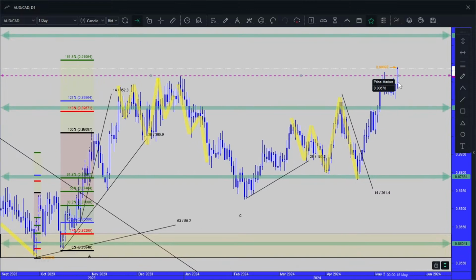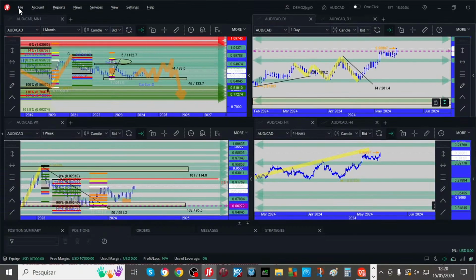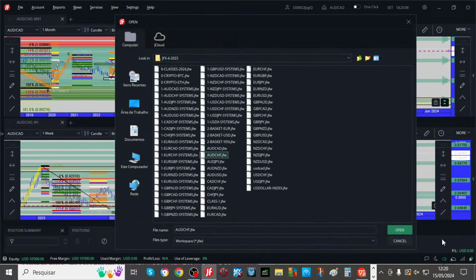Okay, and now AUD CAD, it's moving up still. AUD is strong, so this is AUD CAD. Let's move on to the other one. Let's move to AUD CHF.